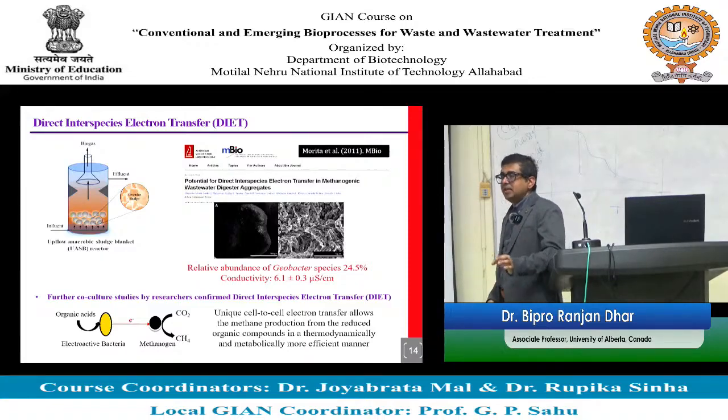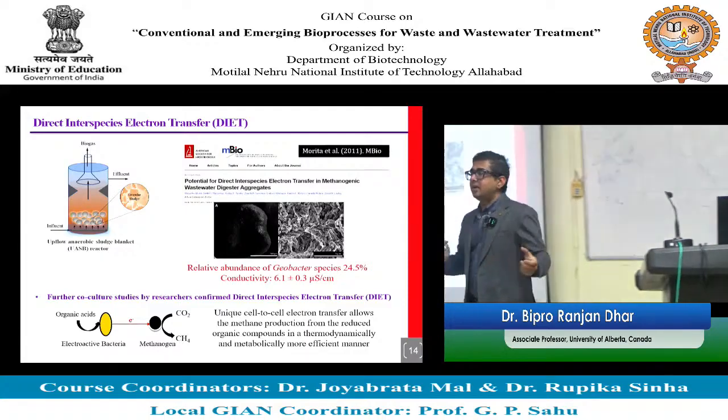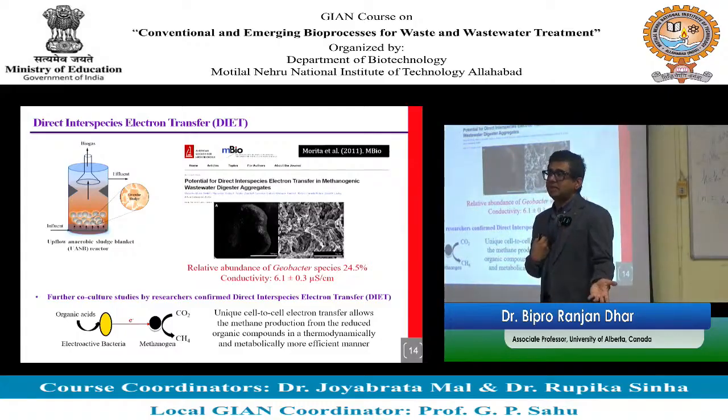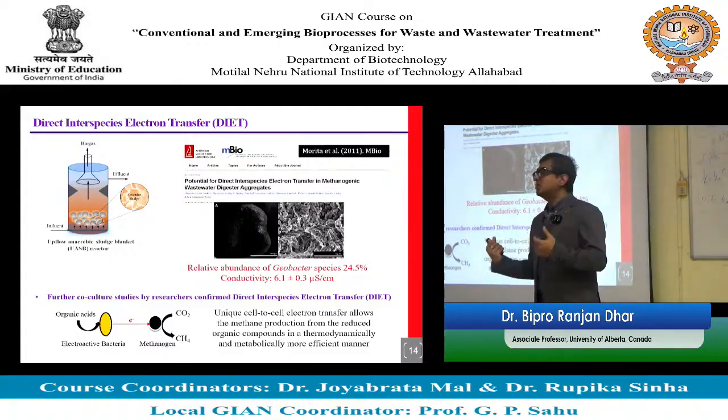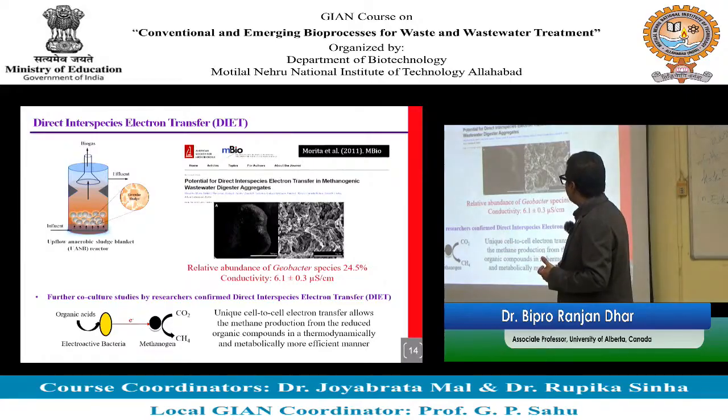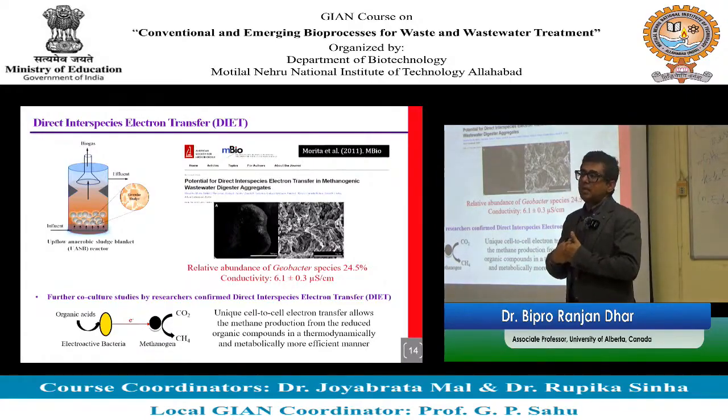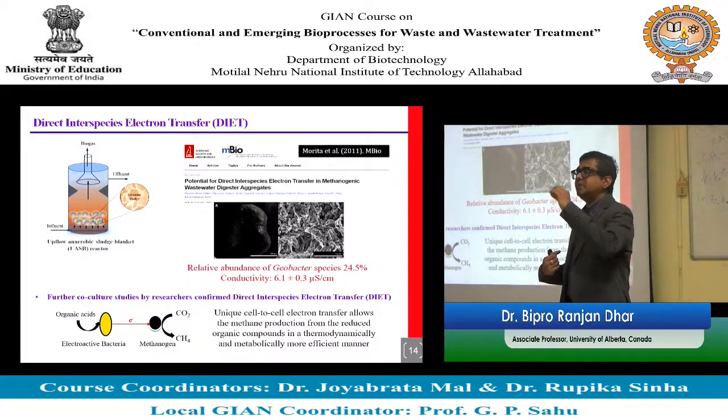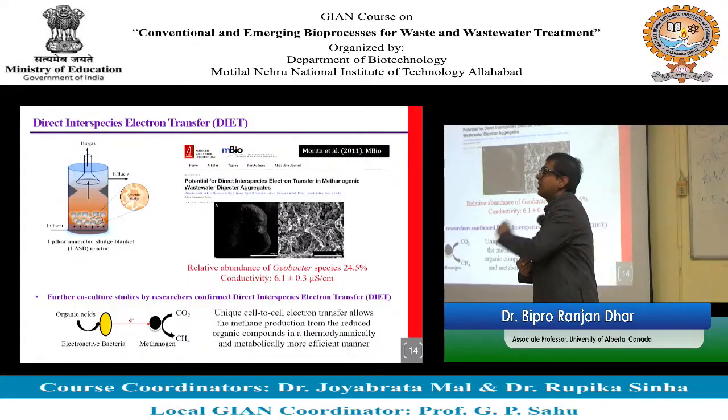So some methanogens can directly take electrons. They don't need acetate or hydrogen. Okay, they can. So that's why they call it direct interspecies electron transfer. So some microbes can directly transfer electrons to other microbes.